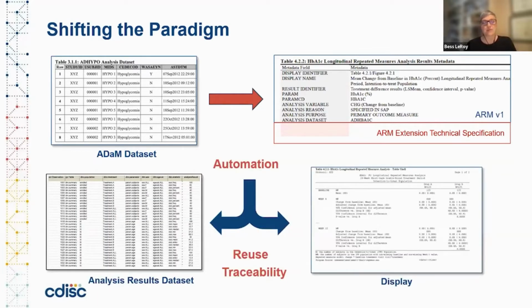So driving both a display, but also an analysis results data set, which is machine readable. If you think about the display, it's taking all of that information out, minus maybe some of the formatting, and can put it into a table for reuse and traceability. And I'll show an example of that in a minute.